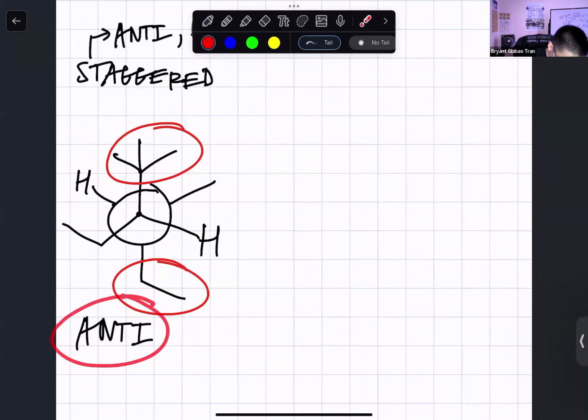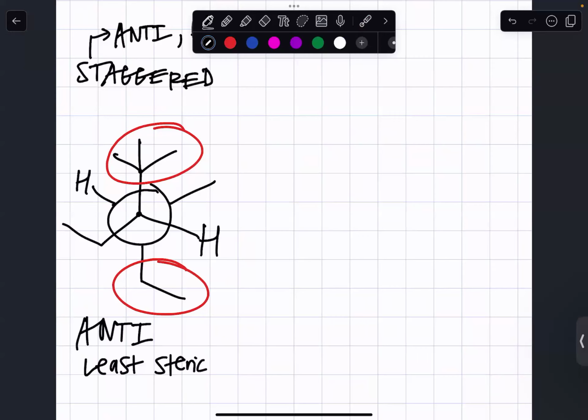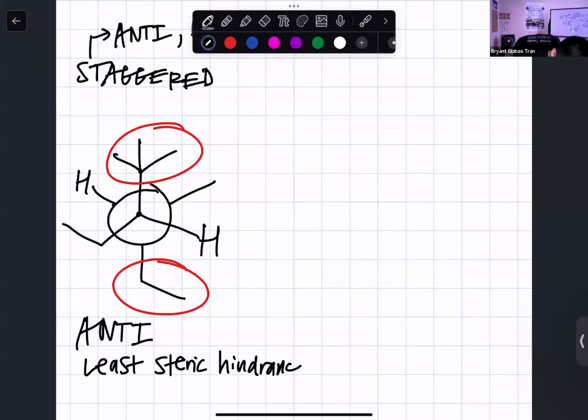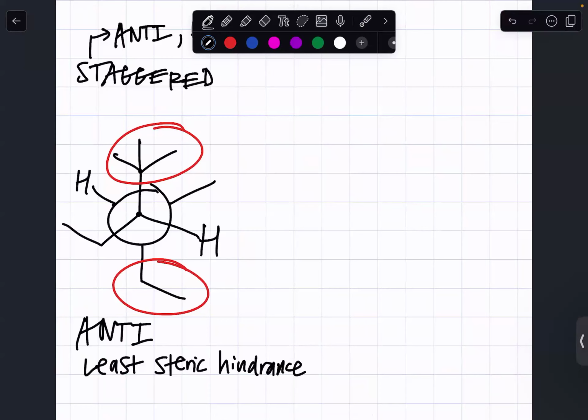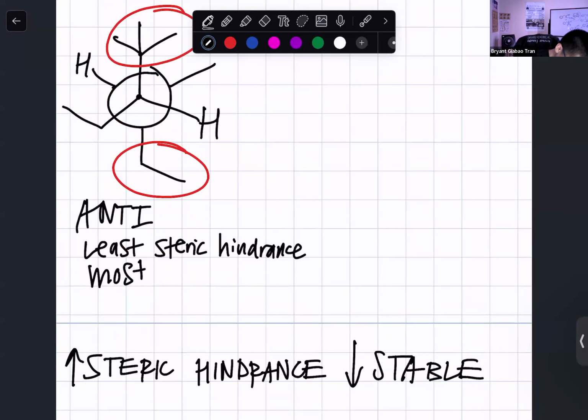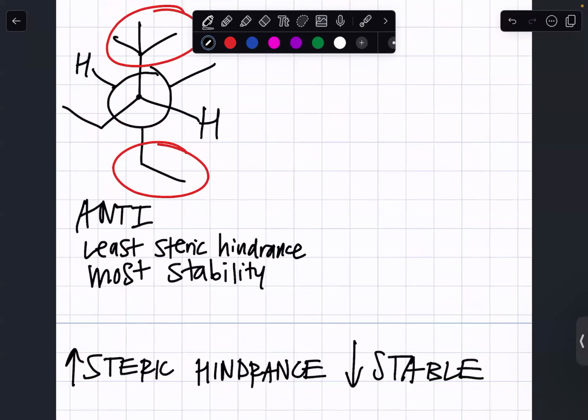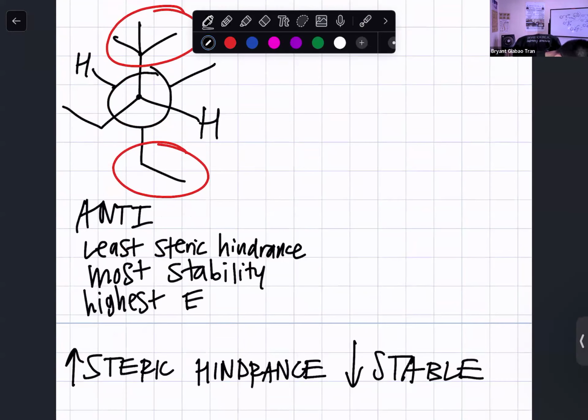So anti right here has the least steric hindrance. And if it has the least steric hindrance, would it have the most stability or the least stability? Most stability, because steric hindrance and stability are inversely related. Now, if it has the most stability, would it have the highest energy or the lowest energy? Lowest energy, because stability and energy are inversely related.